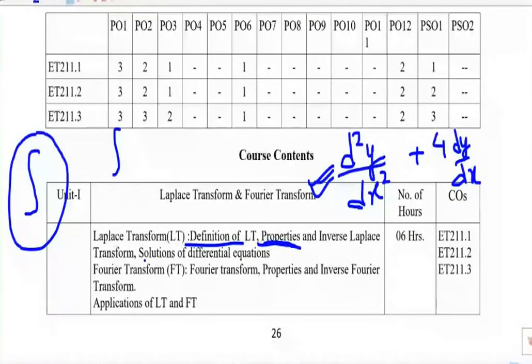So this is all about Laplace transform. Then second is the Fourier transform. Okay, so again we will see the definition of Fourier transform.